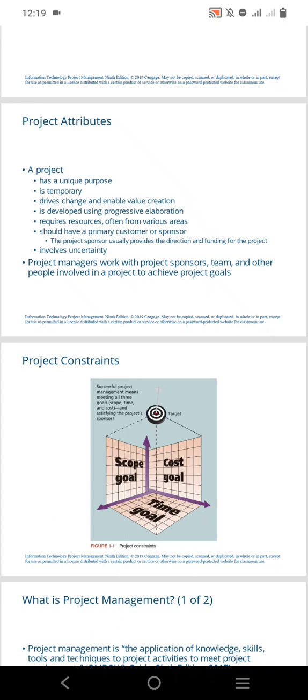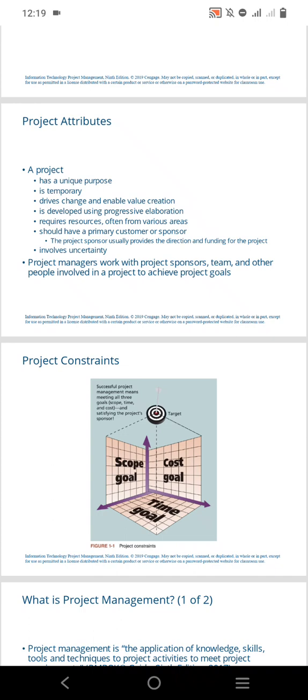It is developed using progressive elaboration. Progressive elaboration involves the continuous improvement and detailing of a plan as more detailed and specific information and more accurate estimates become available. As more specific information and more accurate estimates become available, there is a continuous improvement and detailing of that plan during that project. The plan becomes more improved and detailed. So this is what using progressive elaboration is about.